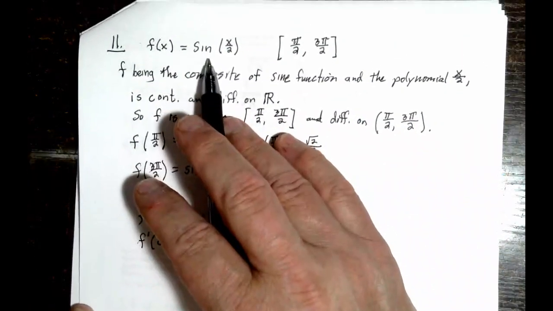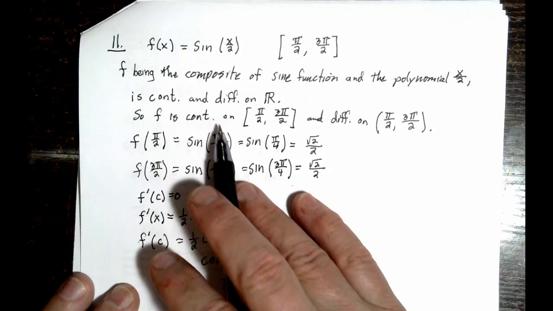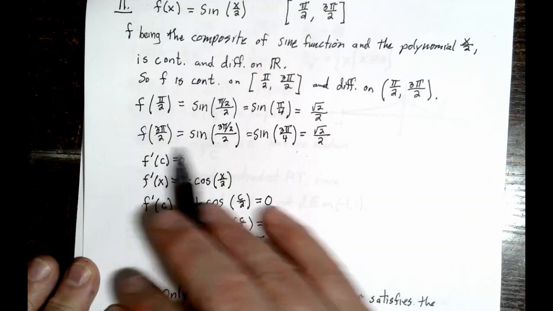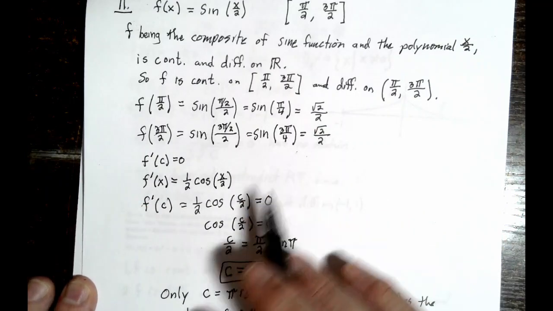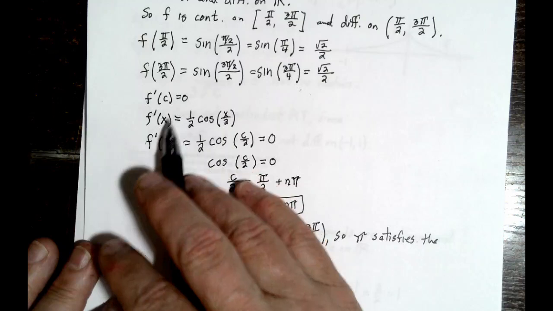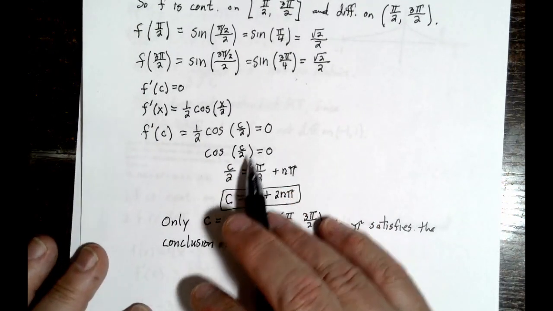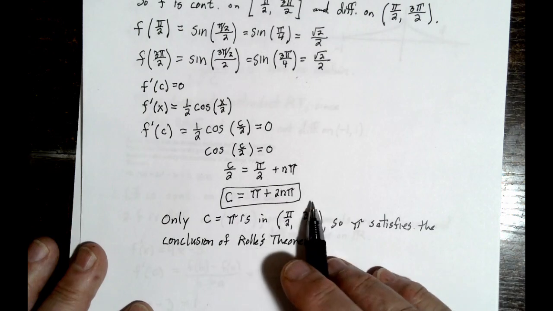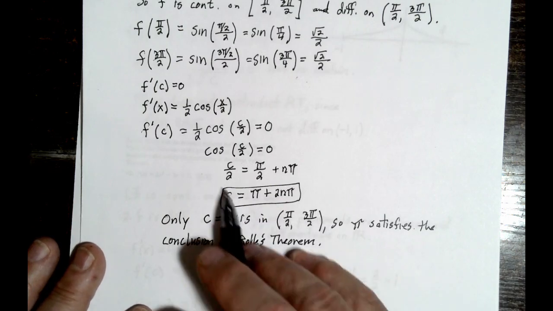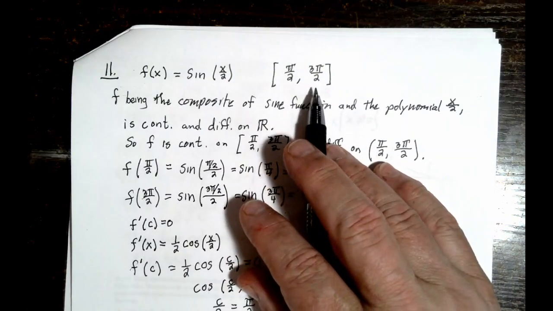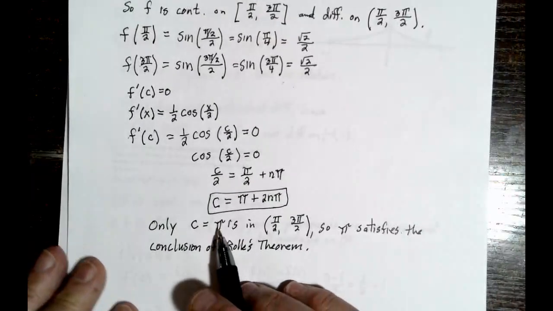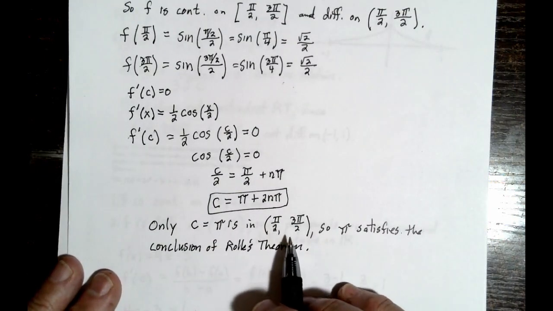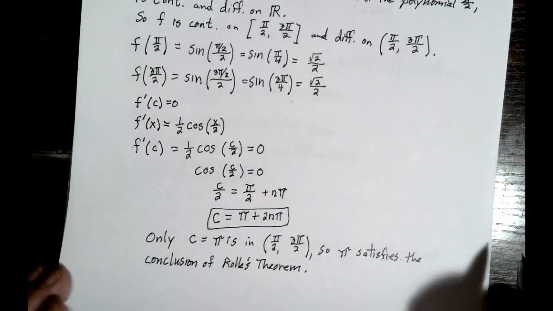This is a composite of a polynomial, so it is continuous and differentiable. If you plug in your endpoints, you get the same y value, so the endpoints are equal. And if you take the first derivative and set it equal to 0 and solve it, you end up getting numbers that are pi, 3 pi, 5 pi, 7 pi, and so on. But if we're only talking about from pi over 2 to 3 pi over 2, only pi satisfies that. It's the only answer that's in this interval. So pi satisfies Rolle's theorem.